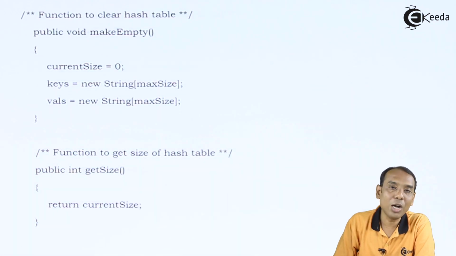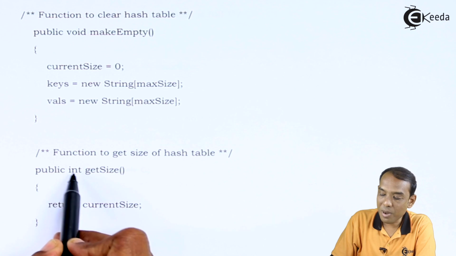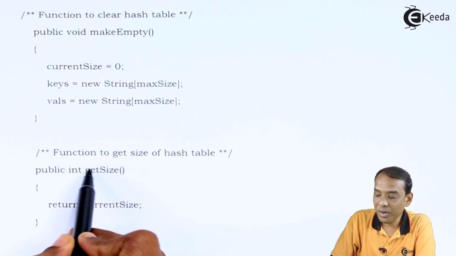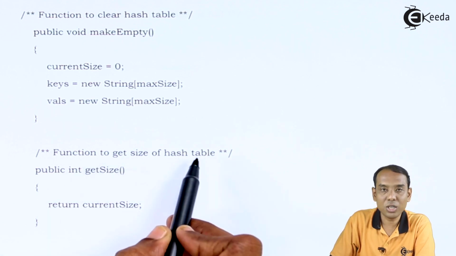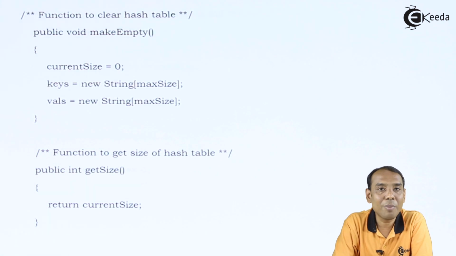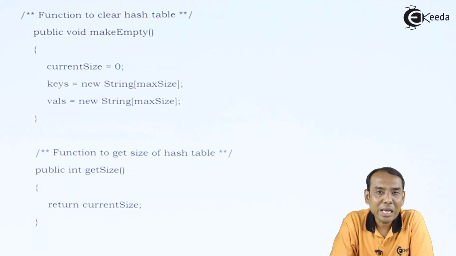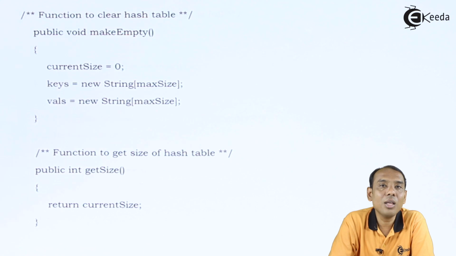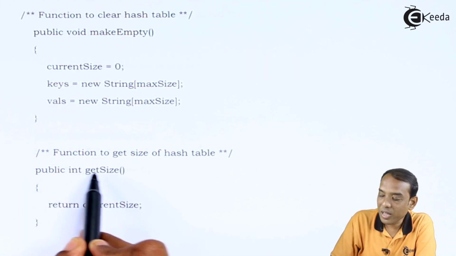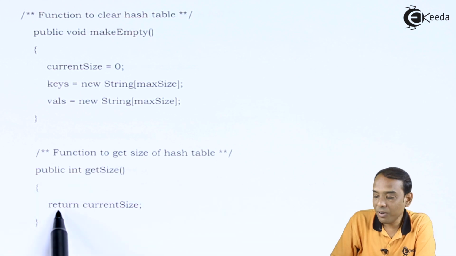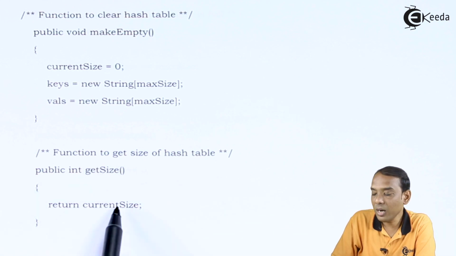Now we will get the size of the hash table. We have public int getSize. So we need to get the size of the hash table. As we discussed in the previous lecture, we store the size of the hash table in the variable called current size. So in this getSize function, we return the value of the variable current size.